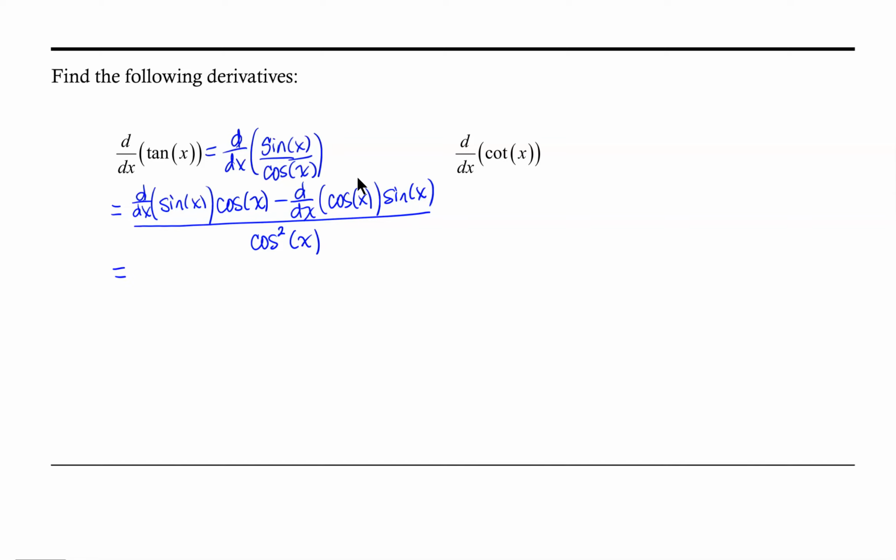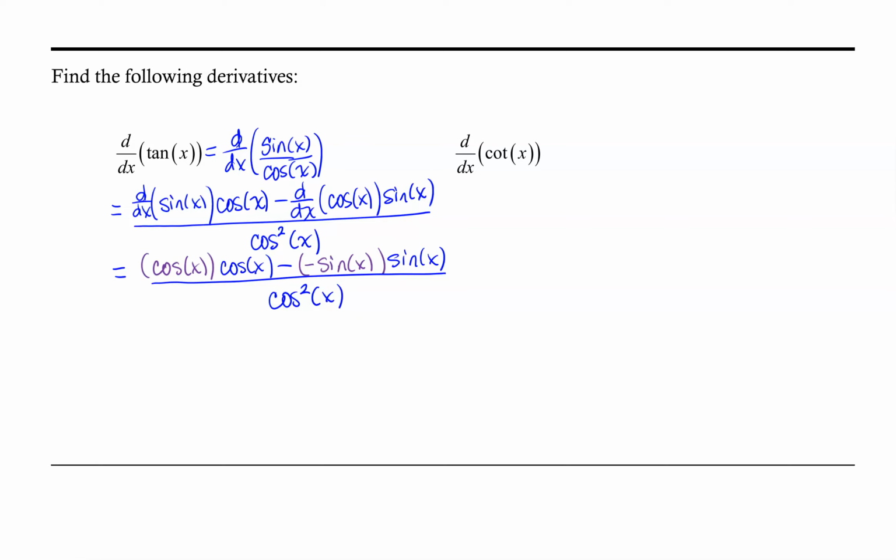Now, the derivative of the sine function is the cosine function. So we'll have cosine of x from taking that derivative times the cosine of x that was already there, minus the derivative of the cosine function, which is negative sine of x. So minus a negative sine of x times the sine of x function that was already there, all over cosine squared of x.